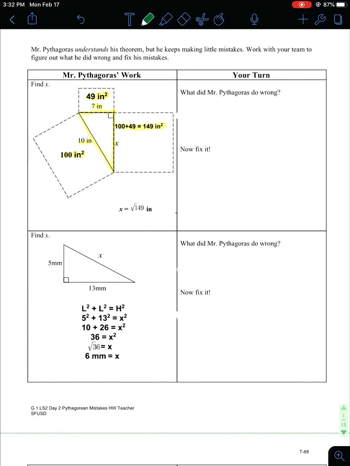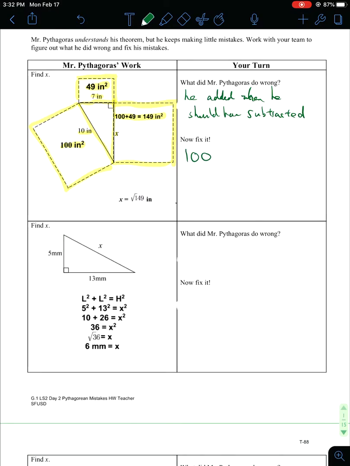And there's the mistake. What did Mr. Pythagoras do wrong? He added when he should have subtracted. For this problem, notice that here's a small square. This is actually the big square, and we're looking for this small square over here. So the big square, which is 100, minus the small square gets us to the other small square.